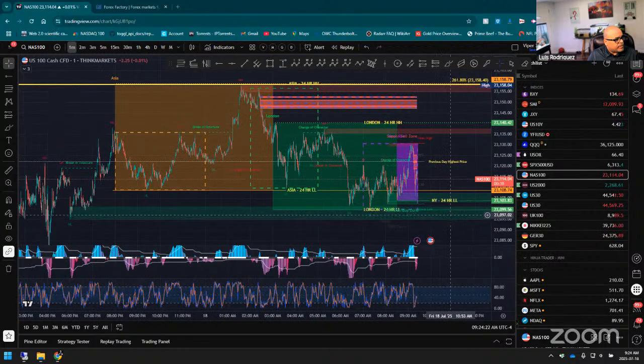But how low can it go? You have London lower low here. Inducement of price is telling that it might come down here to grab liquidity and then push the market back up. But we'll see.